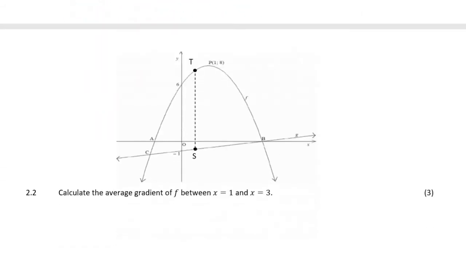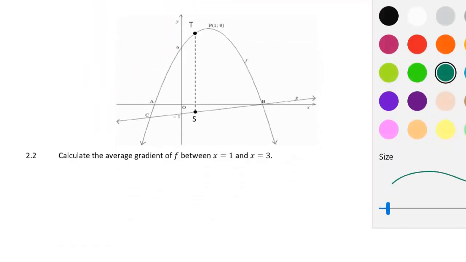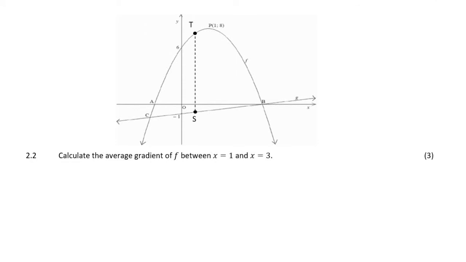The next question says, calculate the average gradient. Now, this is not something we've discussed in class, and I'm not even sure you might have done it in grade 10. So what does average gradient mean, and why does it say average gradient?